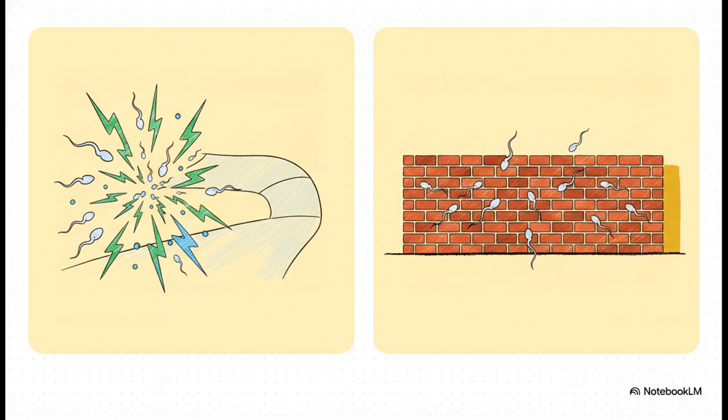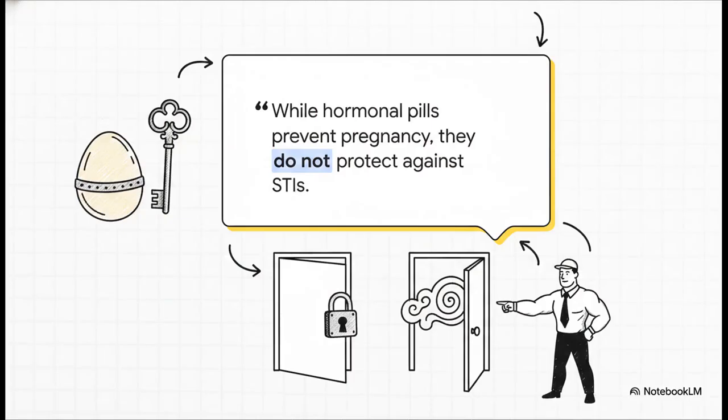It's like having a security guard who can disarm an intruder, but then accidentally leaves the front door wide open for everyone else. So the absolutely crucial takeaway here: altering your internal chemistry locks the egg vault with incredible efficiency, for sure, but it leaves that front door wide open for STI transmission. You just cannot rely on a chemical lock to do the job of a physical bouncer.